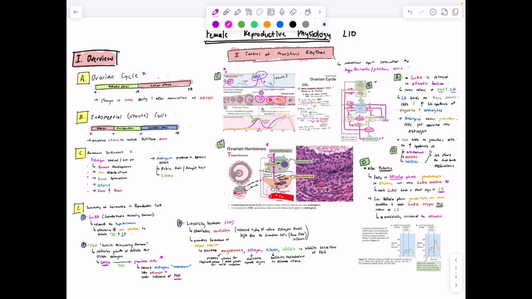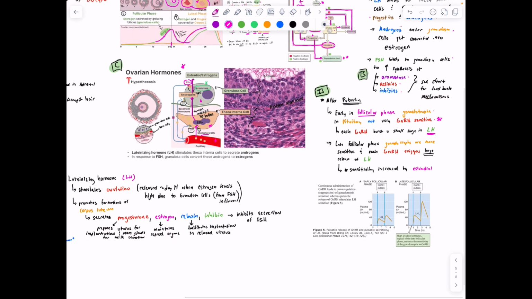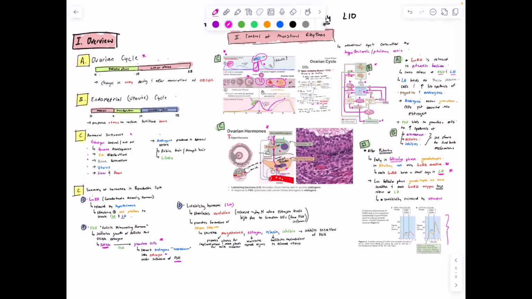But then during late follicular stage, the estrogen that's being released by the granulosa cells is going to cause a positive feedback during this 2-day window right here, making the anterior pituitary more sensitive to gonadotropin releasing hormone. And as a result, you will get a surge in LH. All right, so that's what this little graph is saying overall.